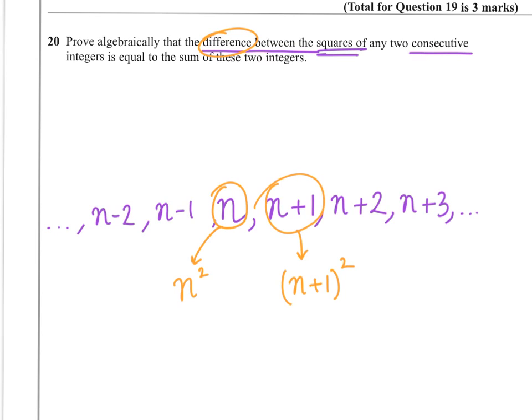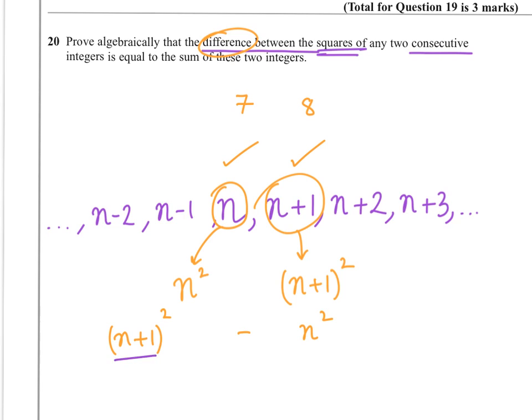Now, if we had this number here, it would be greater than this number here, wouldn't it? Because it's one more. So if we want to find the difference between them, say if you wanted to have the difference between, say, 8 and 7, you'd say the difference was 1. So you do 8 take away 7. So we're going to do n plus 1 all squared take away n squared.